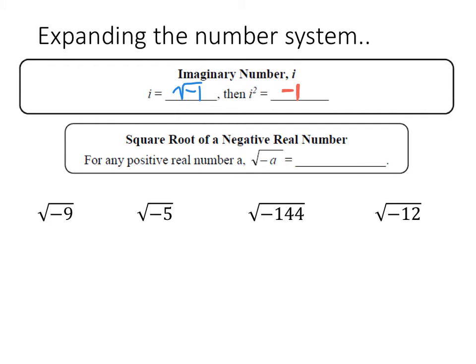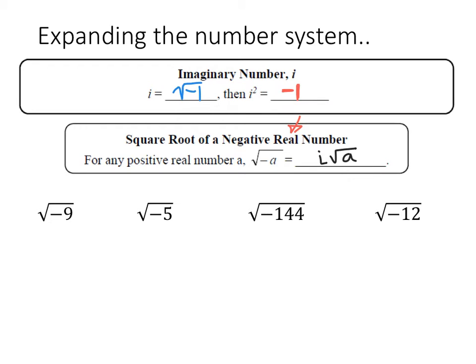Anytime you take the square root of something, you're asking what number multiplied by itself gives you that number. Alright, so the square root of a negative real number: for any positive real number a, the square root of negative a is i times the square root of a. Now in some cases a can be a perfect square. We don't know that, but just so you know, the i always goes out in front.